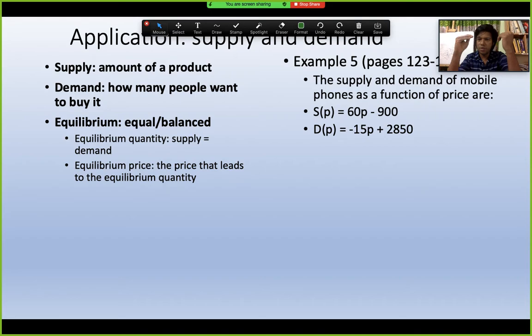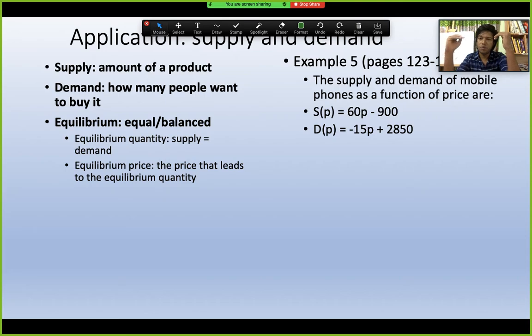Now say 6,000 mobile phones people want to buy, but they go to the market and they don't find all the mobile phones there.